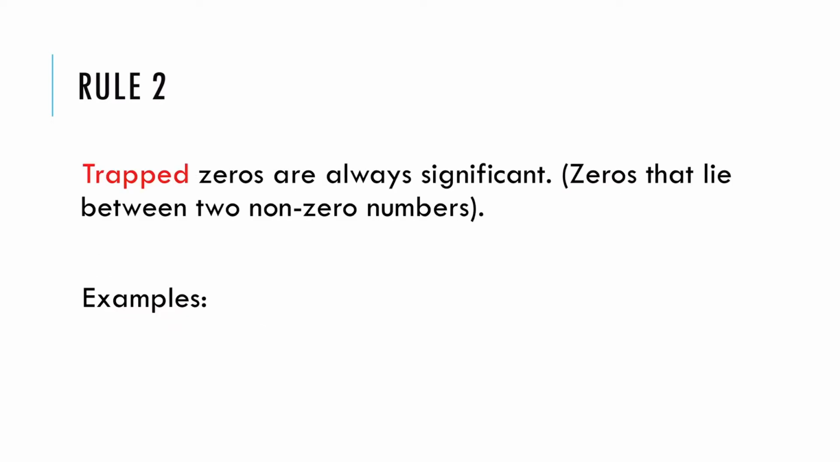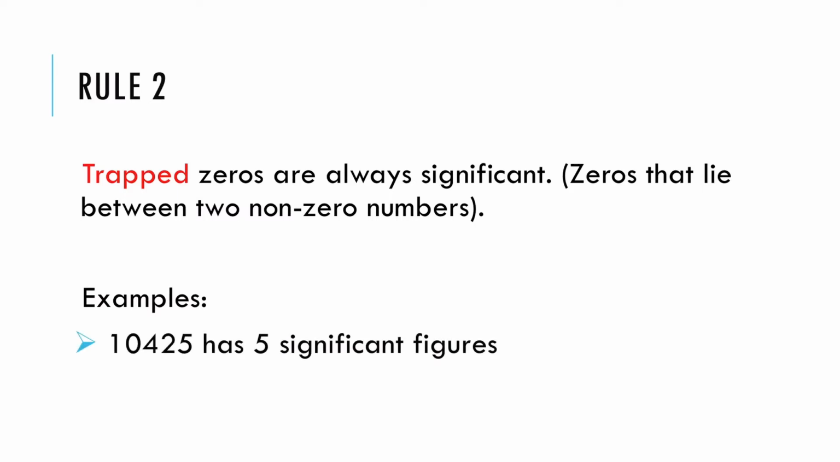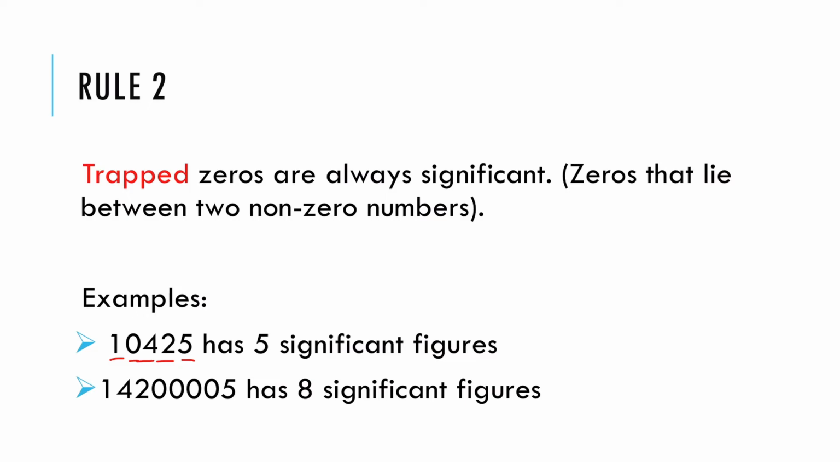Rule 2, trapped zeros are always significant, and that is zeros that lie between two non-zero numbers. So looking at some examples of this, 10425 has 5 significant figures because we identify all our non-zero ones, and then we see that a zero lies between, which is also significant. Okay, so that is 5. And even though this has 4 zeros between two non-zero numbers, they all count as significant. So in this case, we have 8 significant figures.